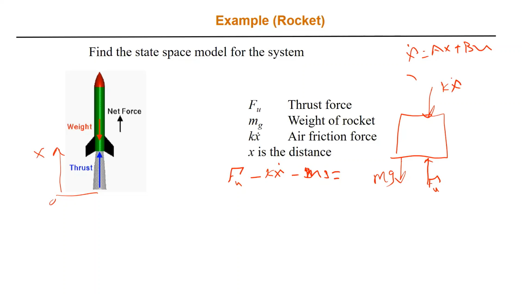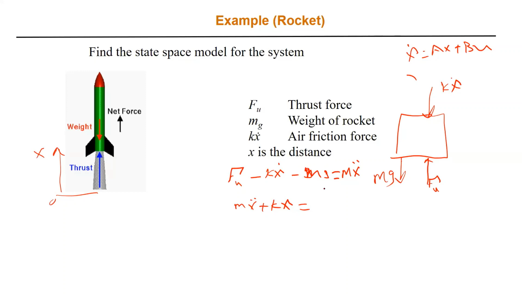We have the thrust force, or the net force. Newton's law: the net force equals m times the acceleration, the second derivative of x. So now I have a derivative. Let me rewrite my derivative. Let me write m x double dot plus kx dot, and let me put the force or the input on the other side.